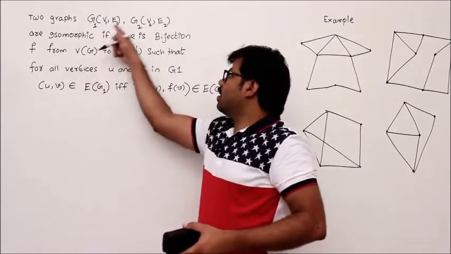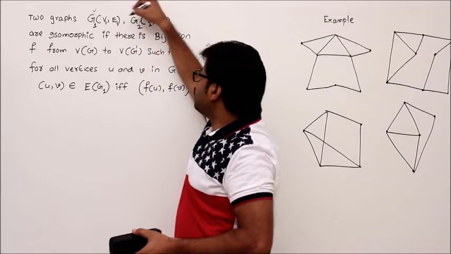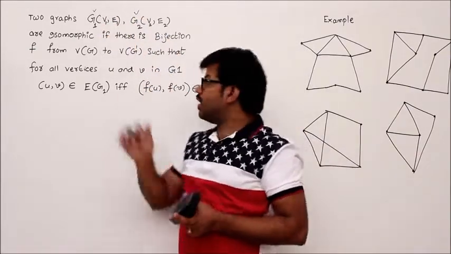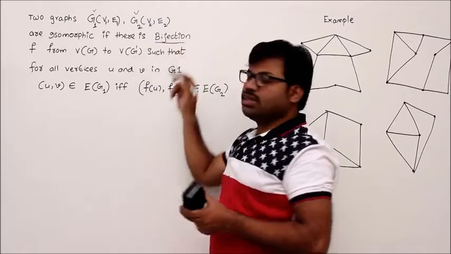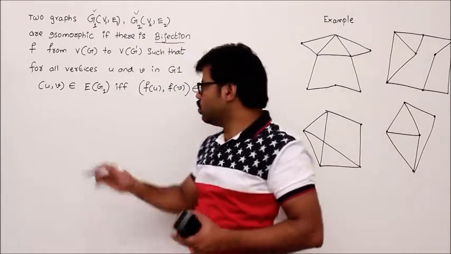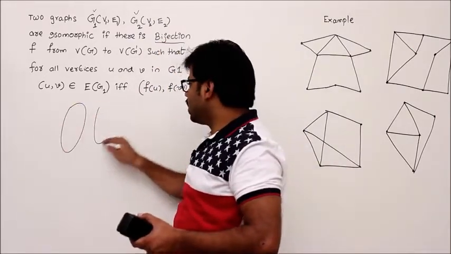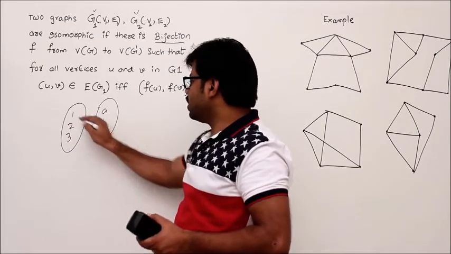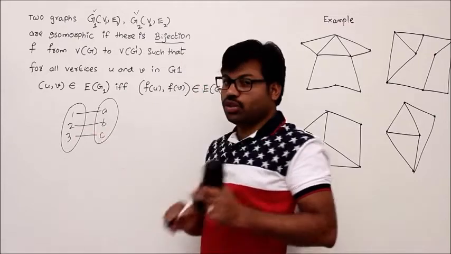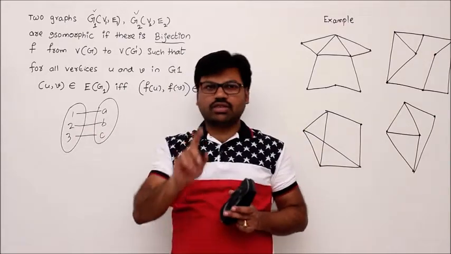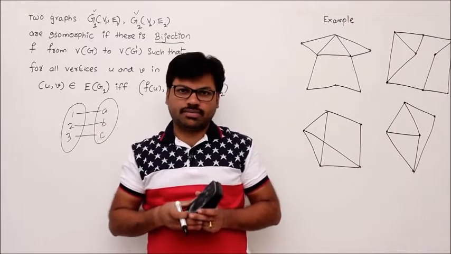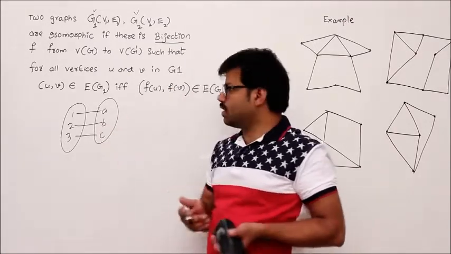Two graphs G1 and G2, with vertices and edges V1, E1 and V2, E2, are isomorphic if there is a bijection. You know what a bijection is, right? It is a one-to-one correspondence. For example, there are two sets, 1 to 3 and A, B, C, and a bijection is this kind of mapping. If you don't know, please go through the functions lecture first, and after that come to this lecture. In functions I taught what a bijection is.